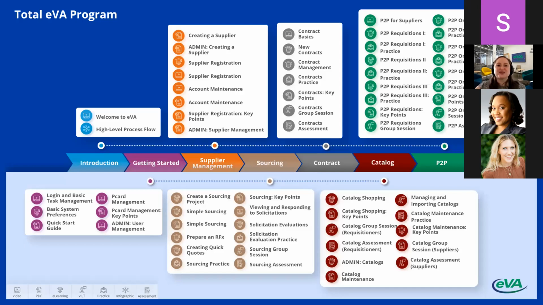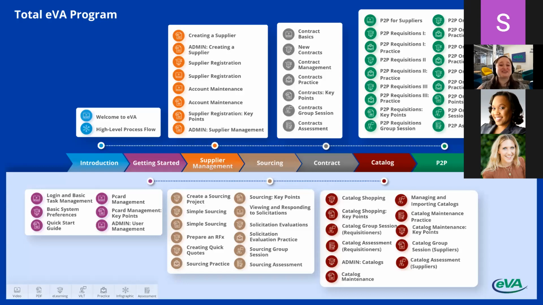All right, so that leads to the natural question: why is it important for learners to have specialized assignments by role? Here's a look at the overall list of assets in the eVA program. This might look familiar to you from the website. I think it was pulled up briefly during the kickoff call as well.